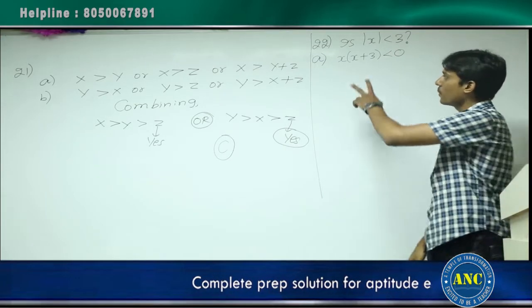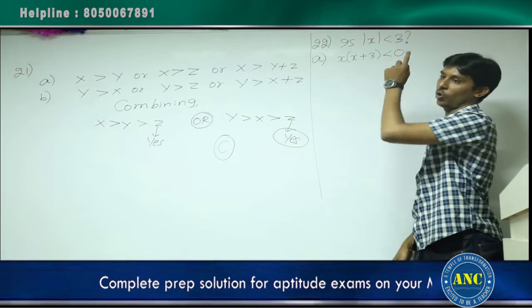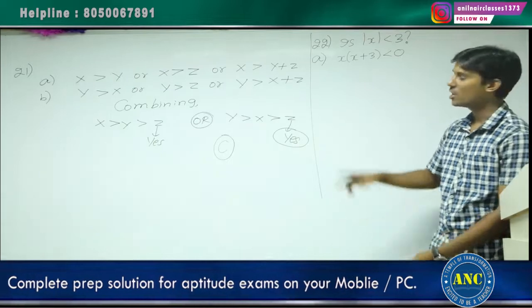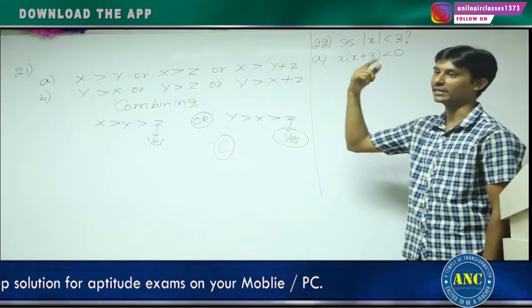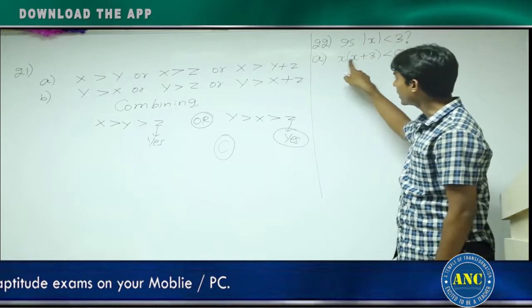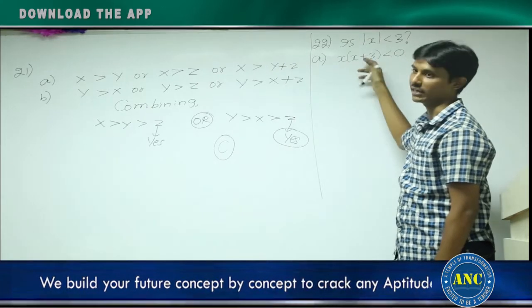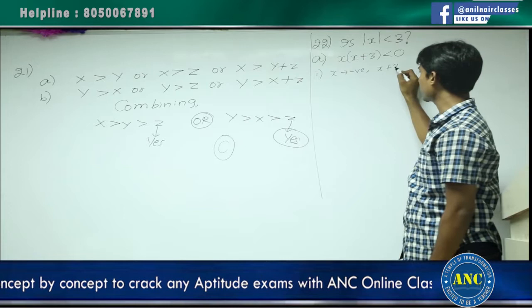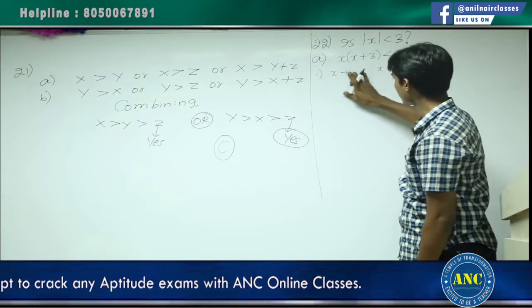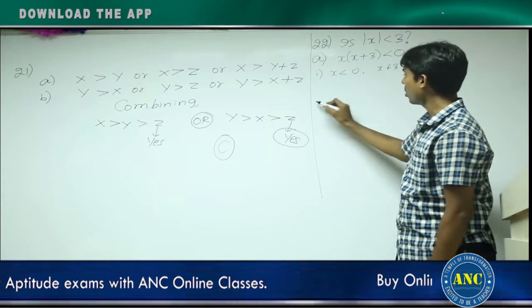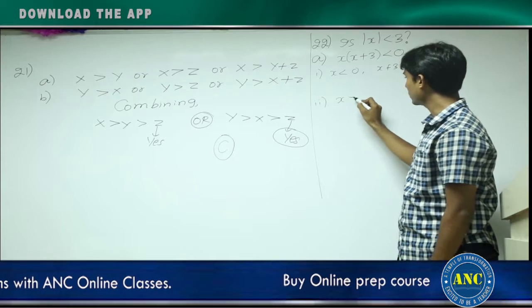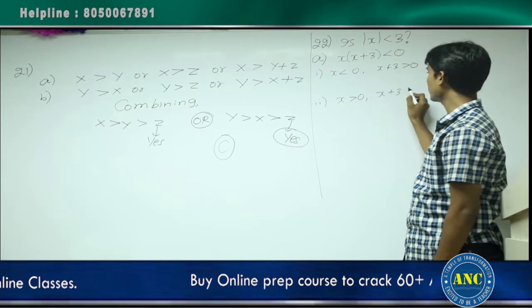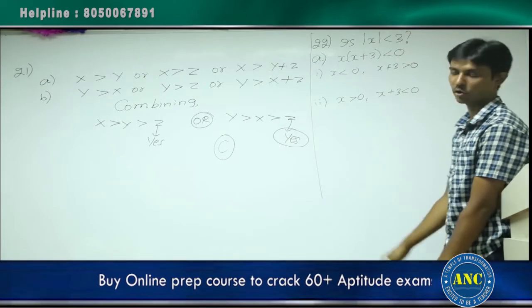Listen to this. Product of two numbers is less than 0. Less than 0 means it is negative, right? Product of two numbers is negative. What are the possibilities? Negative into positive. Positive into negative, right? X is negative. X plus 3 is positive. Positive will write greater than 0. Here I will write less than 0. Or the second condition is, x is greater than 0 and x plus 3 is less than 0. Right? These are the two possibilities.